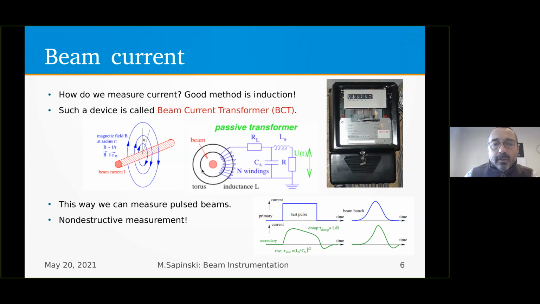Okay, the next measurement is a tune measurement. If you remember, a tune is the number of betatron oscillations that particles do when they go around the synchrotron. And tune is measured in several ways at least. But the most common measurement actually uses the beam position monitor and the exciter. So you excite the beam transversely. You give it a kick.